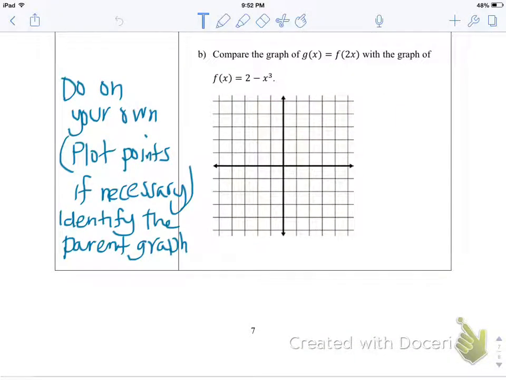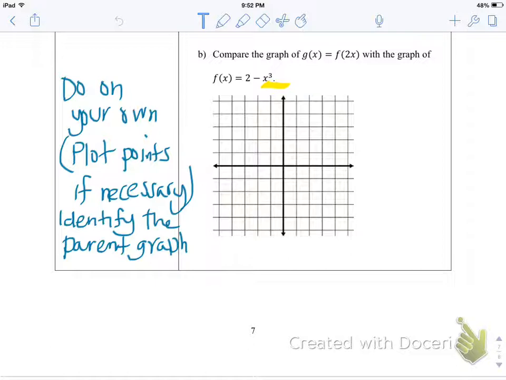And this one, B, compare the graph of g of x equals f of 2x with the graph of f of x equals 2 minus x cubed. So I actually want you to do this one on your own. You will either turn this in electronically, meaning you do it on your own, take a picture of it and upload it. I'm going to figure that out, or you'll turn it in when I return. But you're going to be doing this on your own. Plot as many points as necessary and identify the parent graph first. And to give you a hint on that, look at that x cubed there. So that cube should be a giveaway on what your parent graph is.